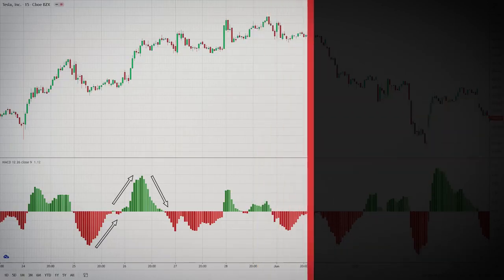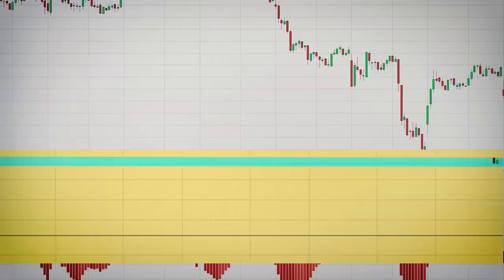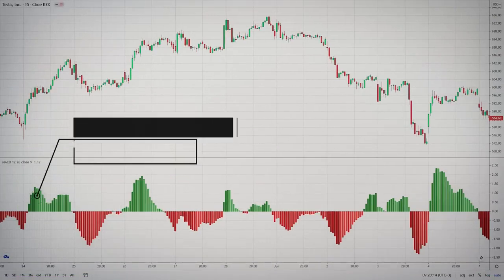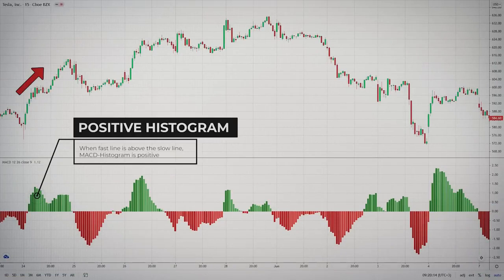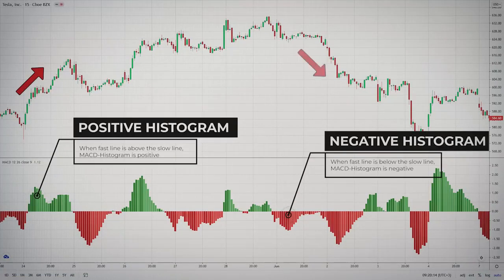Hence, it is also known as a momentum oscillator. If the fast line is above the slow line, the MACD histogram is positive and plotted above the zero line. On the other hand, if the fast line is below the slow line, the MACD histogram is negative and plotted below the zero line. Interestingly, when the two lines touch, the MACD histogram equals 0.